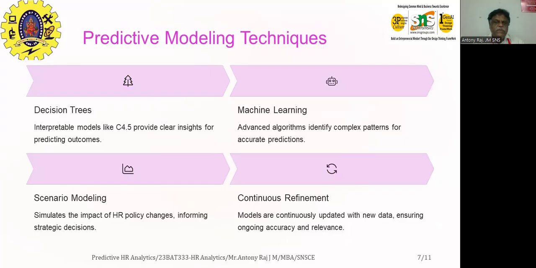And these are some of the predictive modeling techniques. Decision tree is a very advanced technique where it works on a simple concept like a tree and branch model. And machine learning, as you know, is a very advanced statistical method where machines learn based on a training data set, and based on that, they predict a lot of outcomes. And scenario modeling is a concept where a situation is modeled, and then simulation is based on that particular scenario model. Continuous refinements.